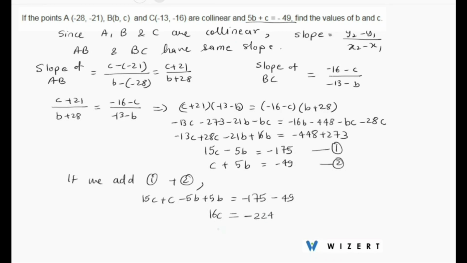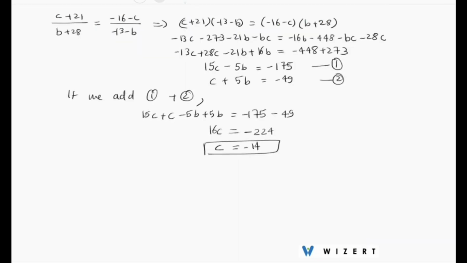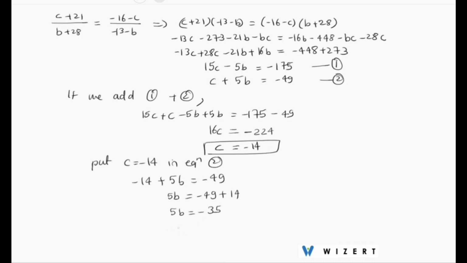so minus 224. So we get value of c as minus 14. Now to get value of b, we simply put c equal to minus 14 in equation 2. So what we get, minus 14 plus 5b equal to minus 49. So 5b equal to minus 49 plus 14. So 5b equal to minus 35. So b is equal to minus 7.